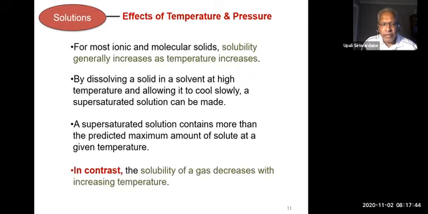In contrast, the solubility of a gas decreases with an increase in temperature. If you warm up carbonated water or a Coke drink, it will release the carbon dioxide and become flat.